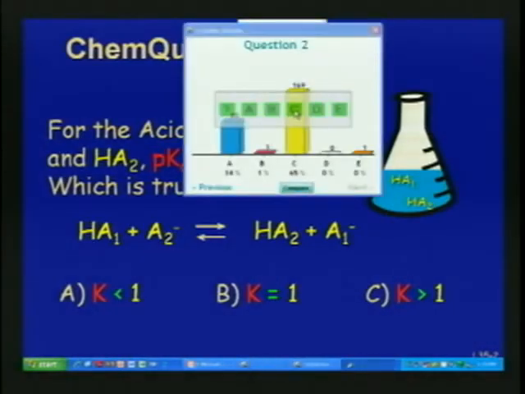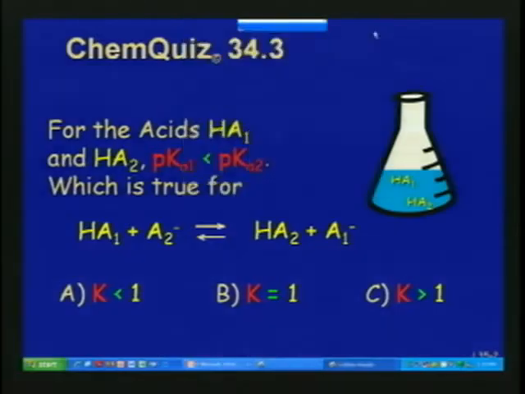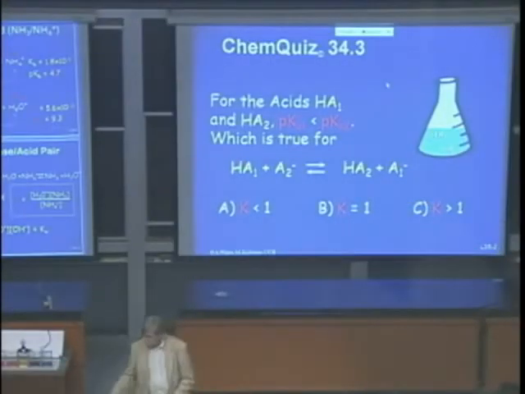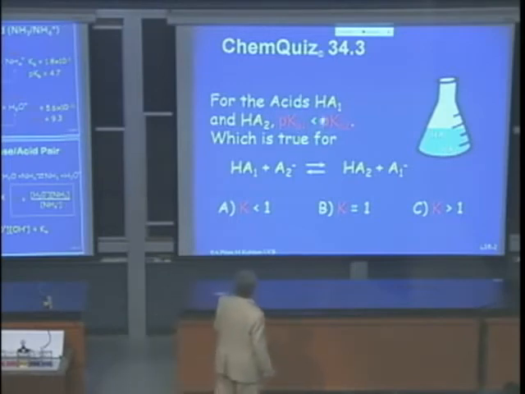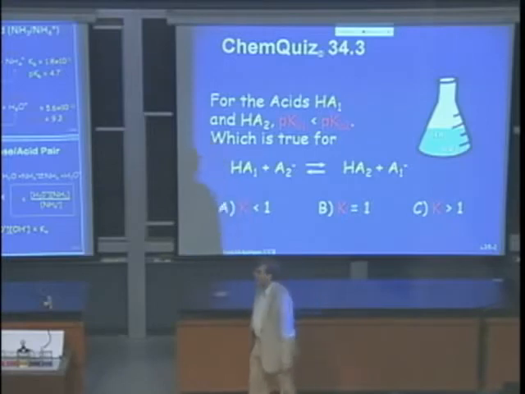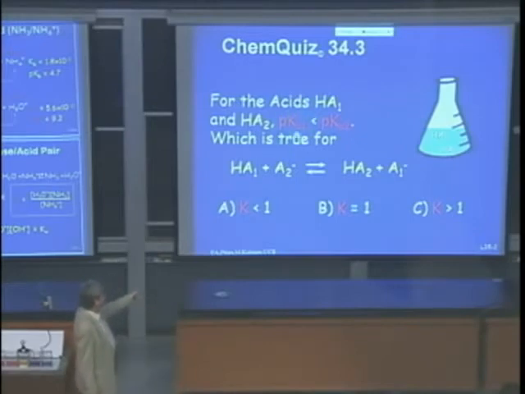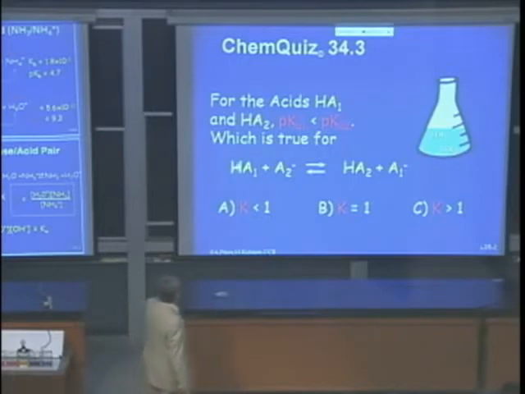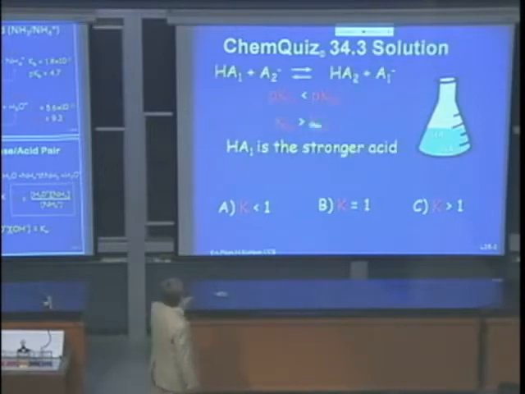Okay, I go with C. Now, why is that? pKa1 is smaller than pKa2. What does this mean for the K? Ka1 is larger than Ka2. And if this is larger, then it pushes the equilibrium to here. And with this is the answer.